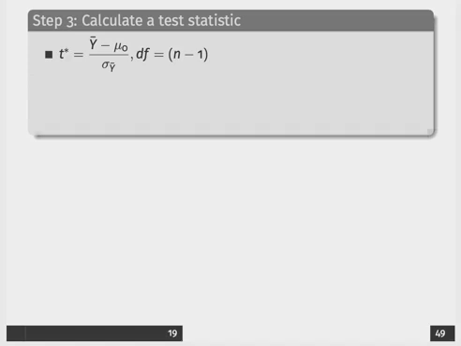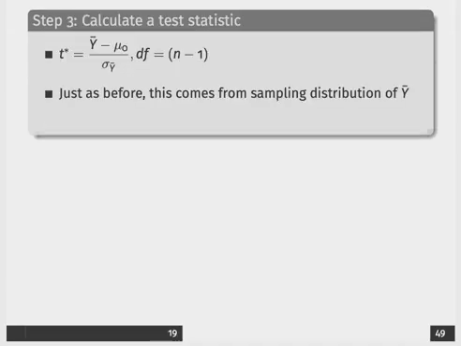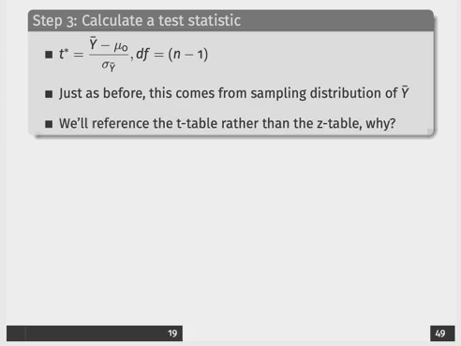Now, the way in which we calculate our test statistic is also going to be a little different because no longer are we going to be referencing the normal distribution. We're going to be referencing the t-distribution, which you'll remember has fatter tails, and that requires that you remember the degrees of freedom is calculated differently. Just as before, though, this is going to come from the sampling distribution of whatever your point estimate of interest is. In this case, we're talking still about the mean, so y bar.